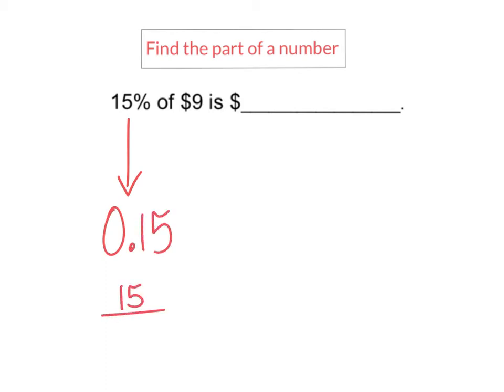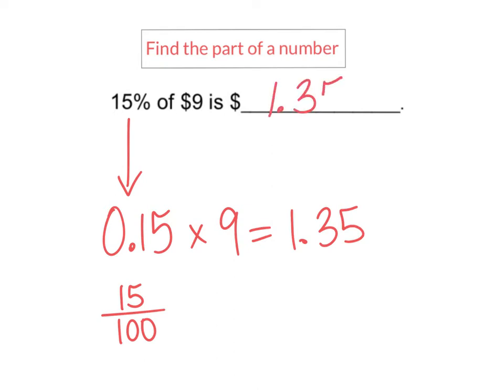So think about if we colored that into a grid, 15 out of 100. And then I'm going to use my calculator or my brain to multiply by 9, and I get 1 and 35 hundredths. So you would get $1.35.